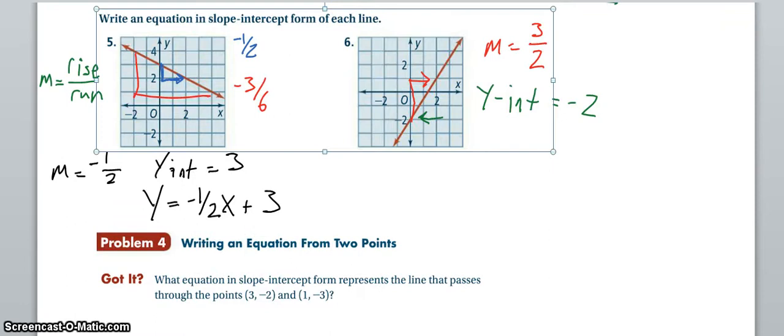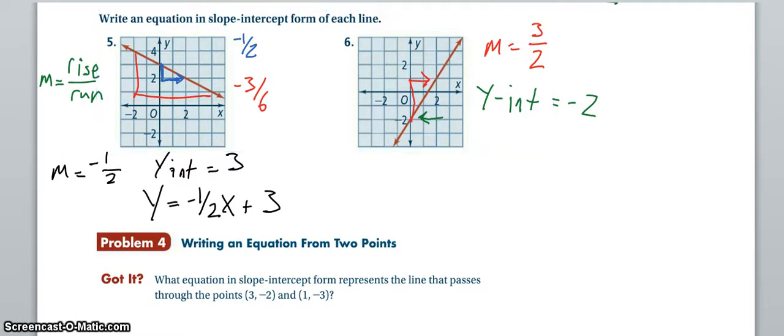So our slope is 3 over 2, our y-intercept is -2, which then when I write out the equation of this line, I get y equals 3/2 x minus 2, if I go ahead and simplify. Now I could have written plus a -2, but it's easier to just go ahead and put the minus there.